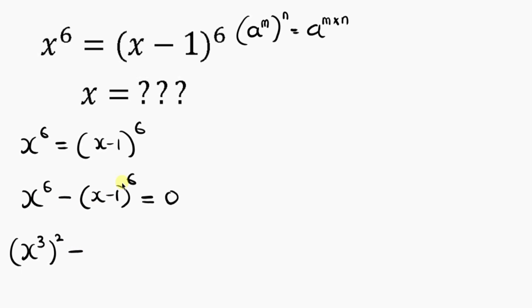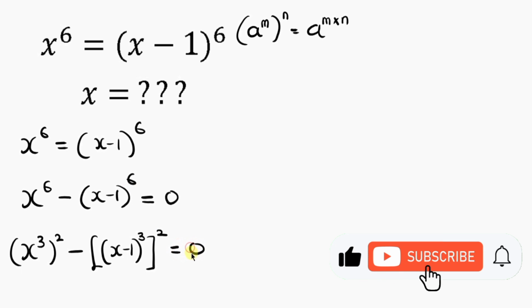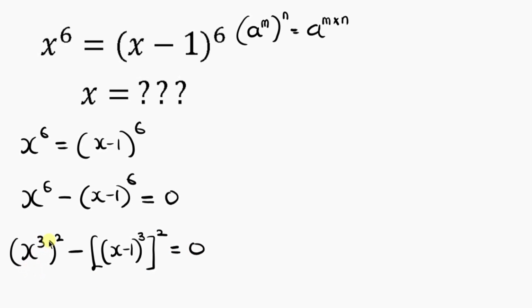So let's write minus. I'm going to be expressing this the same way by writing (x minus 1) to the power of 3. Now I'm going to be raising that to power 2. So when these two powers multiply, I'm going to be having 6 as well. So equal to 0. Now pay attention to what we have on the bracket. What I have on this bracket is raised to power 2, and what I have on this other bracket is also raised to power 2.